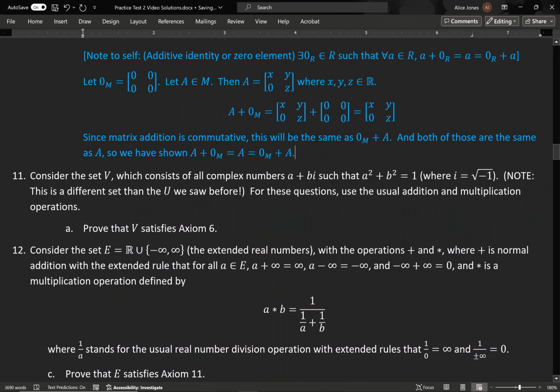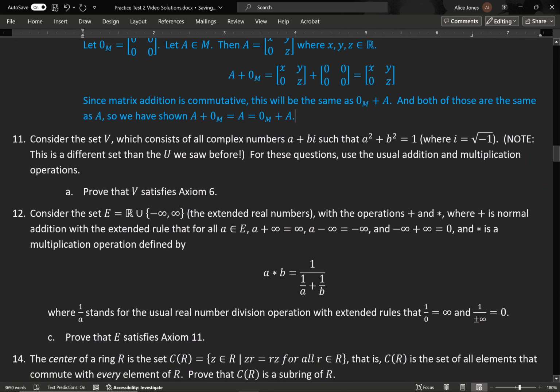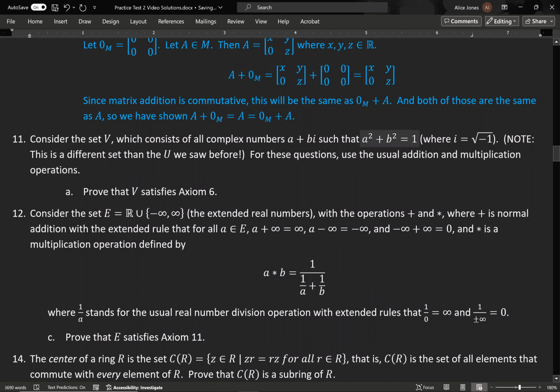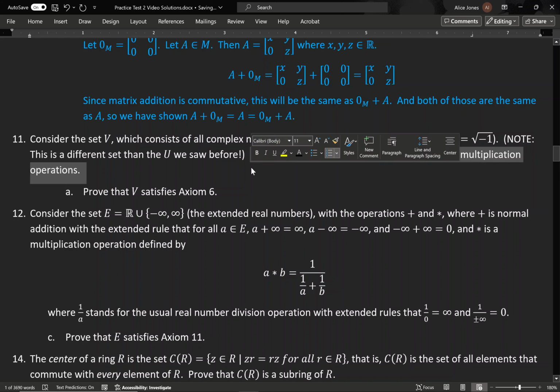All right, so let's look at the next one. We're going to do another axiom. Consider the set V, which consists of all complex numbers a plus bi, such that a squared plus b squared equals 1, where i is the imaginary number square root of -1. Note, this is not the same as the U set that was in the previous set of questions, the non-proof questions. In those questions, we had a 2 right here. This is a 1. And for these questions, we're going to use the usual addition and multiplication operations for complex numbers, which are the same as the ones for the real numbers.